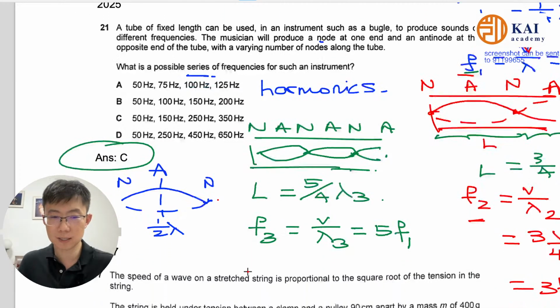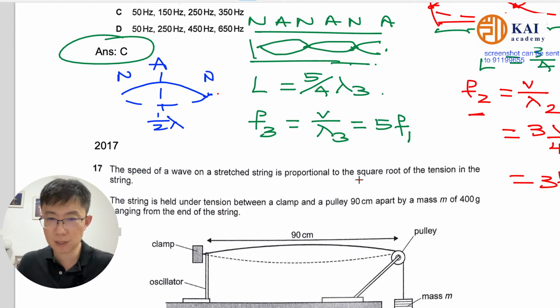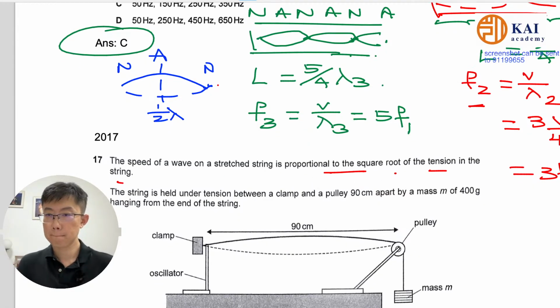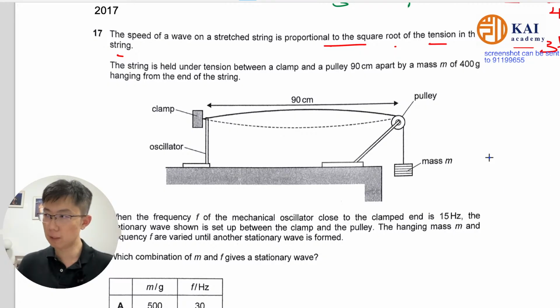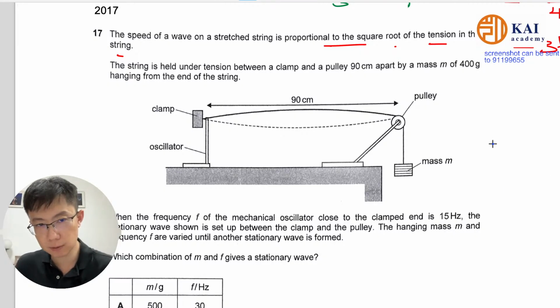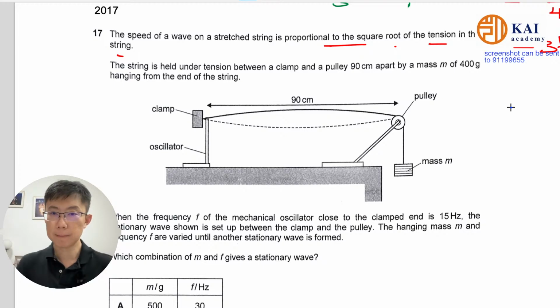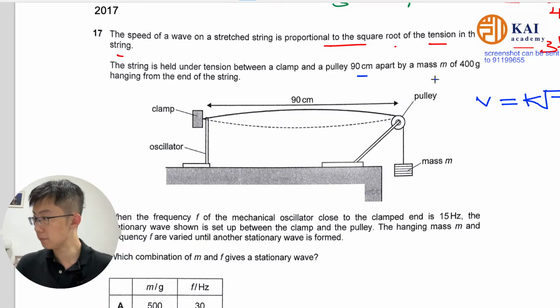So in a string it's the same thing. The speed of the wave on the stretched string changes according to the medium. In this case, it is proportional to the square root of the tension of the string. So this is the key understanding that we must first have when we solve this question. Velocity can change. Cambridge just seldom changes it. Now, velocity is proportional to the square root of tension. String is held under tension between a clamp and a pulley 90 cm apart by a mass.